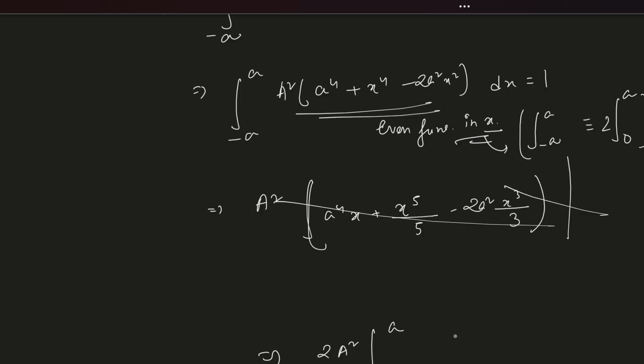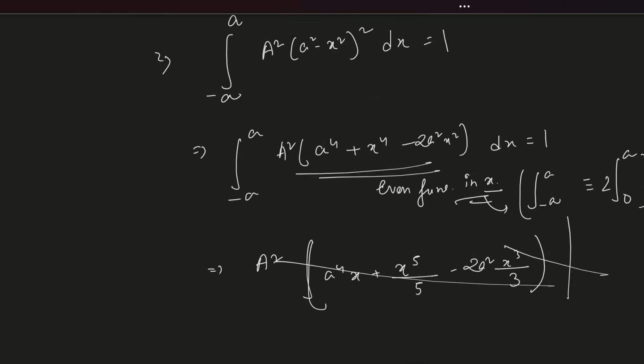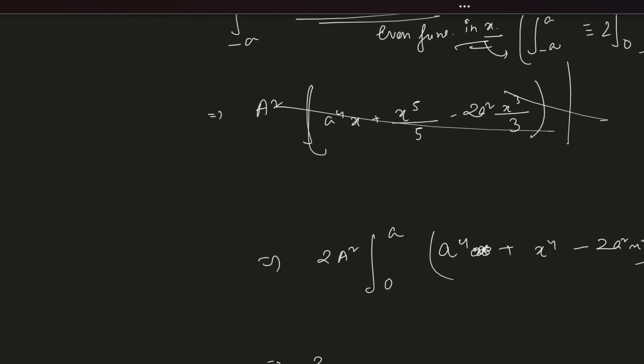Let me quickly finish this because I have something else to do. So 2a squared, from 0 to a, is e to the power 4x. So the integral will be written as plus x to the power 4 minus 2a squared x squared dx equal to 1. Now you solve the integral. This is 2a squared e to the power 4x plus x to the power 5 by 5 minus 2a squared x cubed by 3, taken from 0 to a, equal to 1.